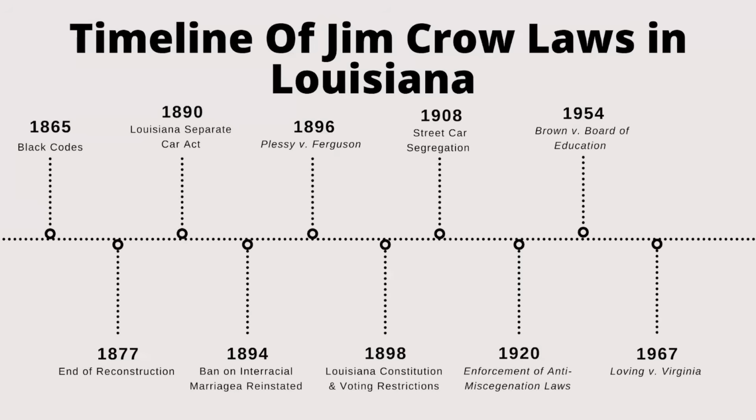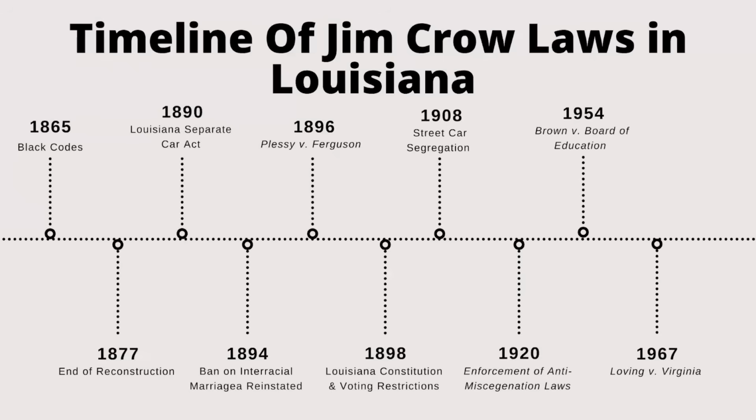This law mandated racial segregation on public transportation. It set the stage for the infamous 1896 Plessy versus Ferguson case, where Homer Plessy, a Creole of color, challenged the law, leading to the Supreme Court's decision, which was the separate but equal ruling. So that legally sanctioned segregation nationwide. And then, of course, in 1896, we get Plessy versus Ferguson. In 1908, we have the disenfranchisement of Black voters in Louisiana.